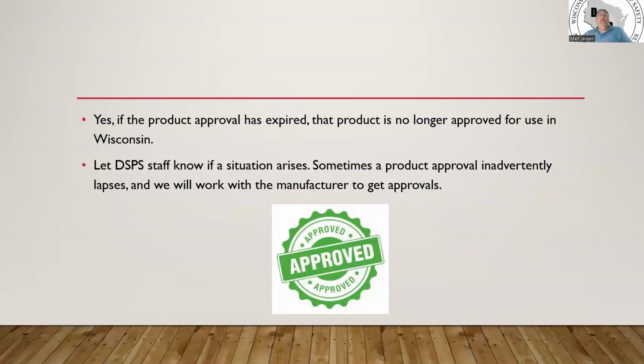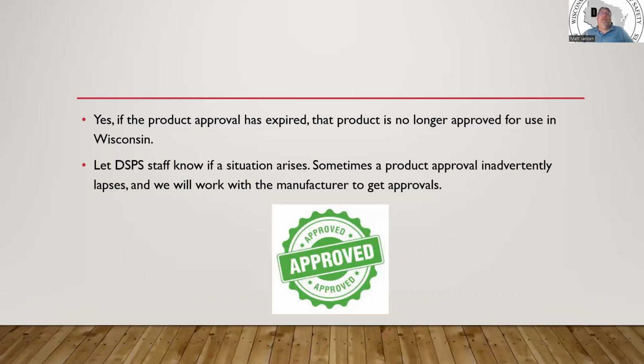Now, once you obtain the permit, if a permit's been issued, even if the product approval expires, that permit is valid for that 2-year lifespan. If at the time they want to renew it the product approval is expired, then they can't renew. They'd have to do a revision and use a different product because that product's no longer approved. But let staff know if a situation arises. Sometimes we had a product approval for a certain tank that was actually mislabeled. It's approved, but it's approved as something else. And sometimes a product approval inadvertently lapses.